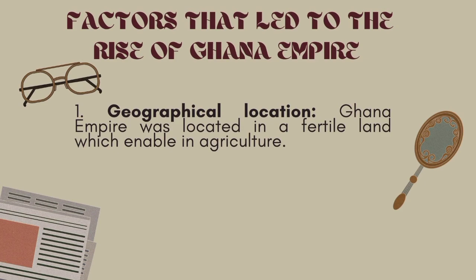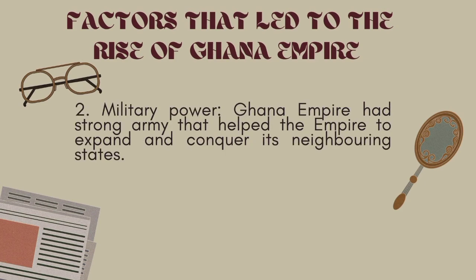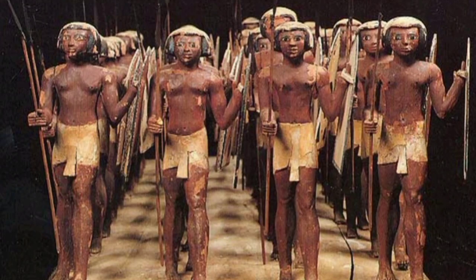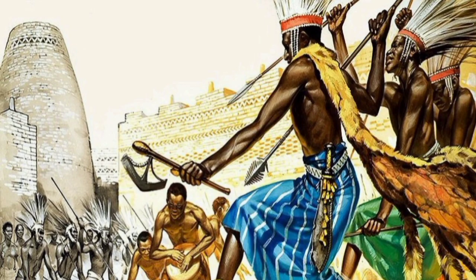Another factor to be considered now is military power. Don't forget, when I took you around the previous topic, I talked about the title of their king called Ghana, meaning warrior or powerful. No wonder this military power aided the rise of this empire. The empire had a strong army that helped it to expand. How did they expand? They conquered other neighboring states.